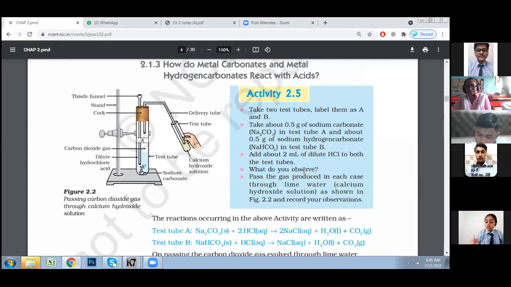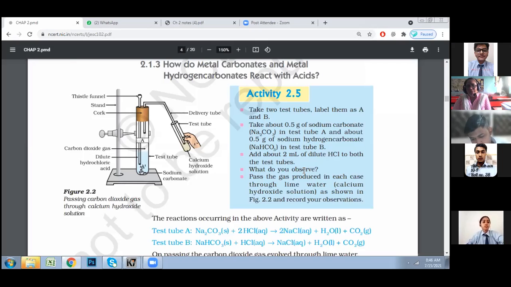Brisk effervescence means the bubbles are formed and the bubbles are coming upward because gases are lighter. So that's the simple thing. They come upward. So brisk effervescence of the gas, that is carbon dioxide, is observed in this reaction.